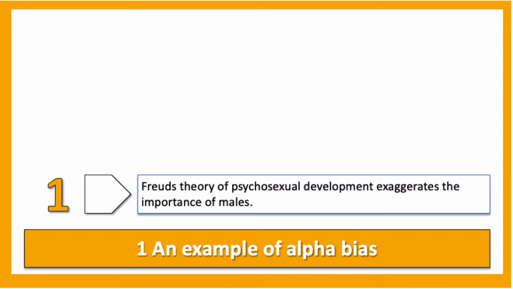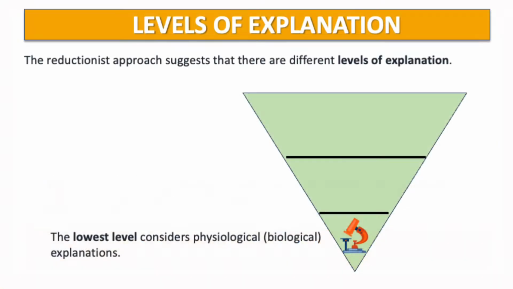And then here you've got your example of alpha bias. So some of you put lots of different things, and again, as long as they're relevant, your examples are fine. So Freud's theory of psychosexual development exaggerates the importance of males. Some people confuse that with beta bias, especially when talking about Freud. But remember, alpha is exaggerating the difference between gender or culture, and beta bias is minimizing the difference. There we go. So on to levels of explanation.